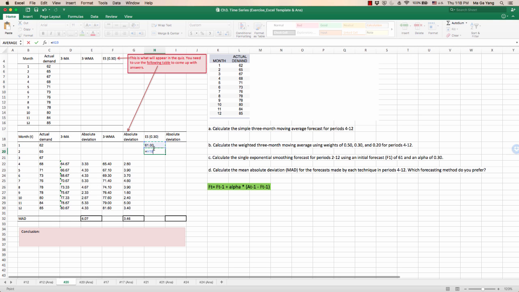So here F1 is the previous forecasting value, plus 0.3 times the previous actual demand minus the previous forecasting value. Right? Then copy the formula from here.